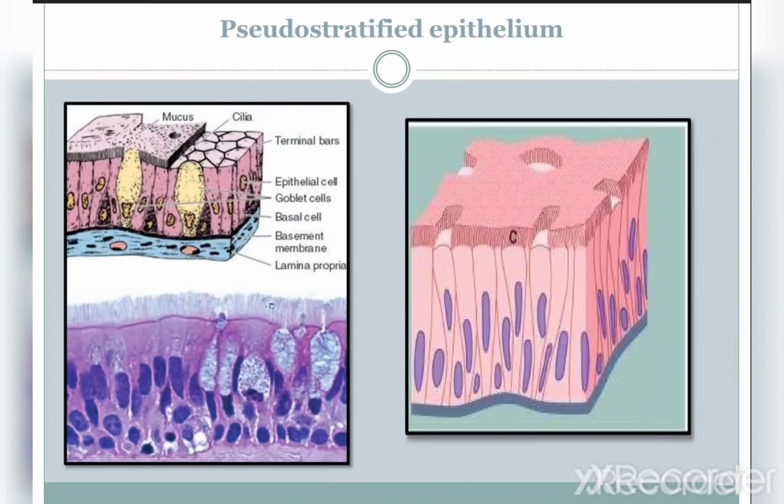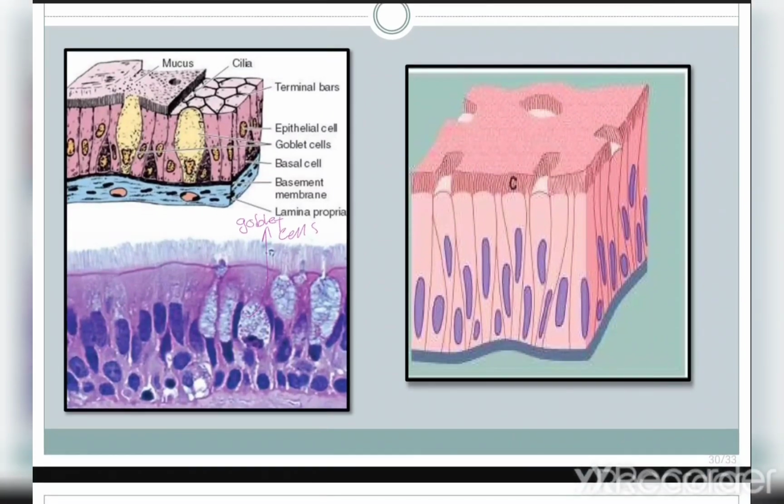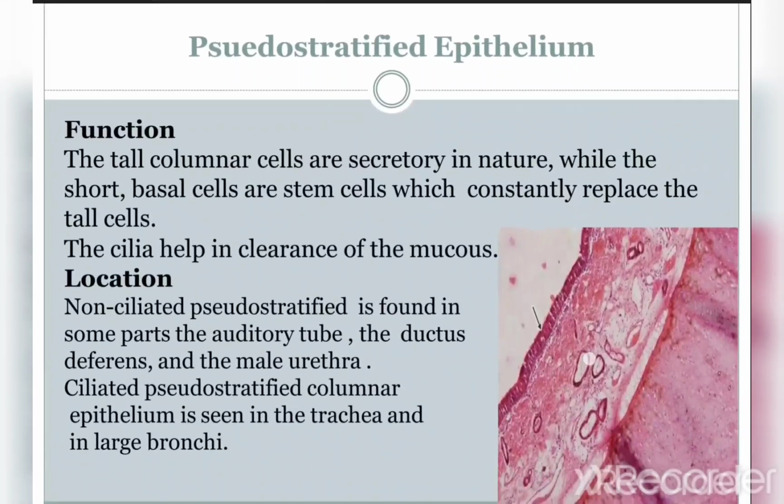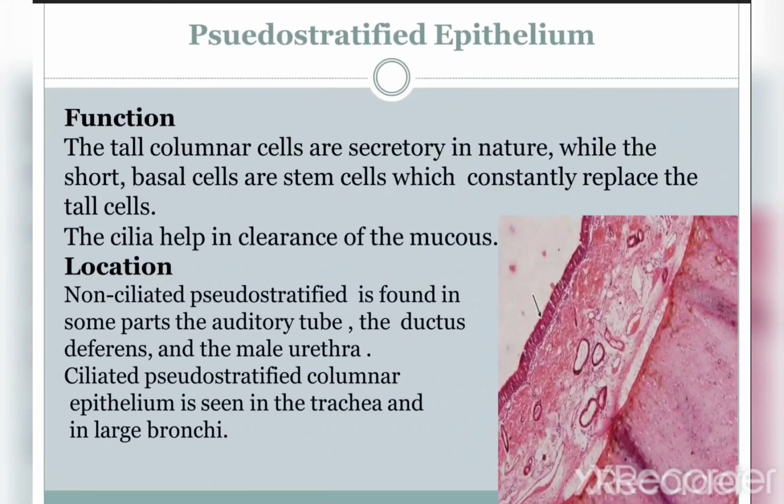We have the diagram and the actual slide here, and these large cells are the mucus secreting cells, the goblet cells, in the respiratory or GI tract. The mucus is a viscous material that helps to lubricate the surface and to wash the cilia. The function depends on the organ.